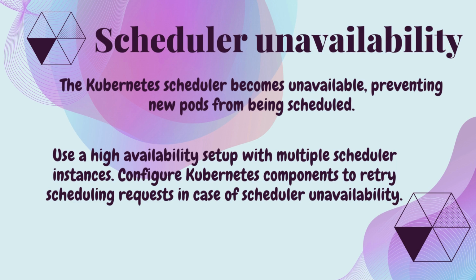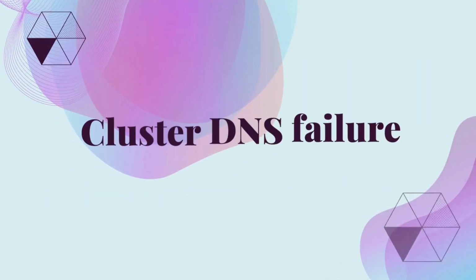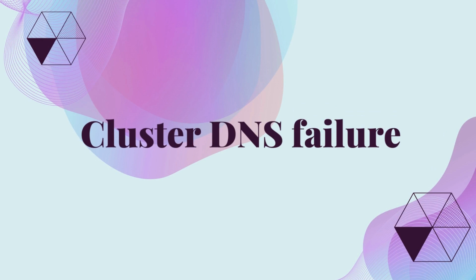If that is completely unavailable, the impact will be similar. Pod scheduling may fail. So what do you have to do? Use a high availability setup with multiple scheduler instances, and configure Kubernetes components to retry a scheduling request in case the scheduler is unavailable. So that's all, guys. Let's move on to the cluster DNS failure.